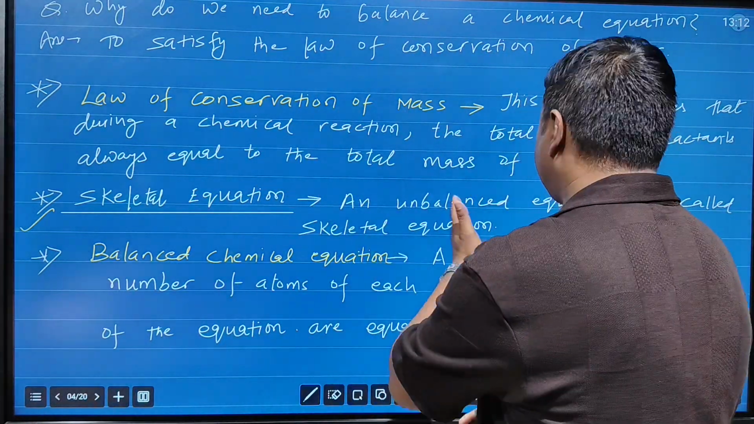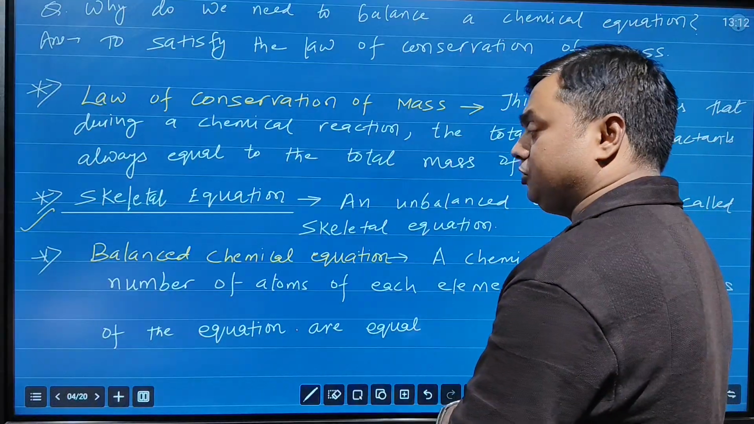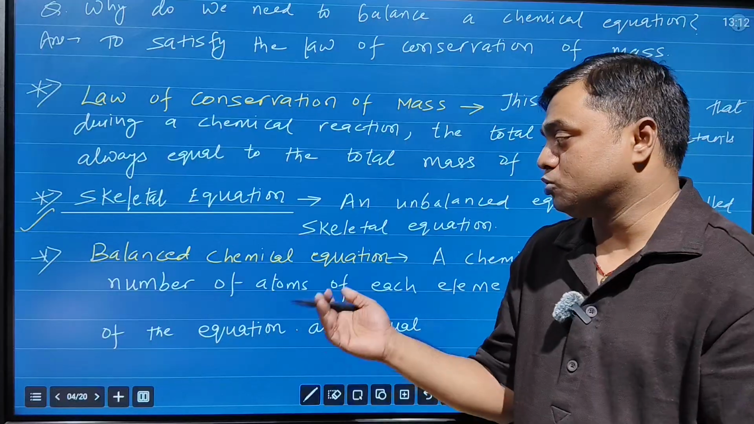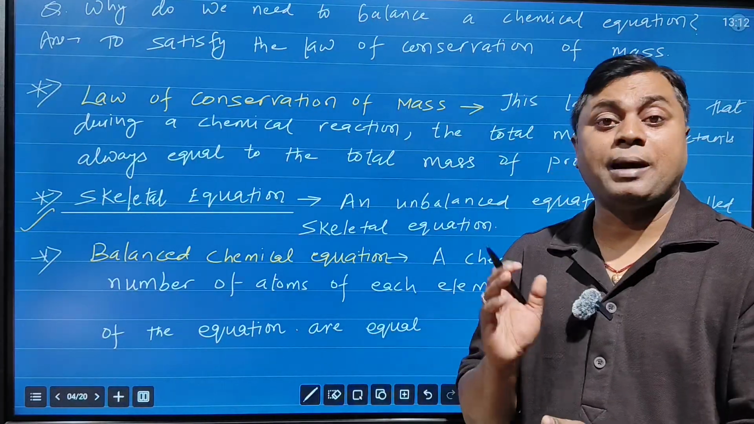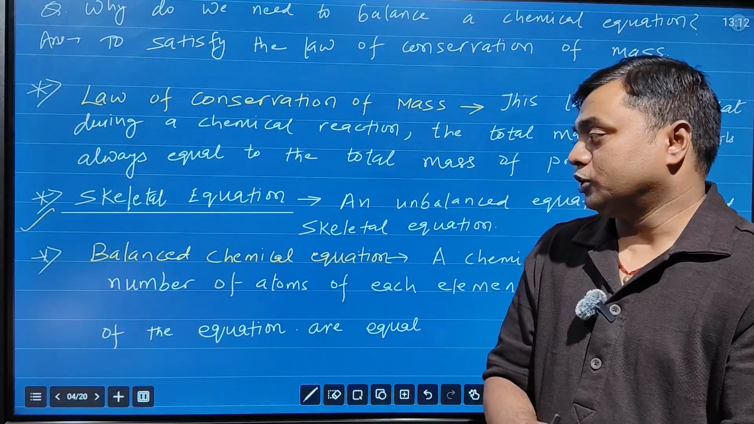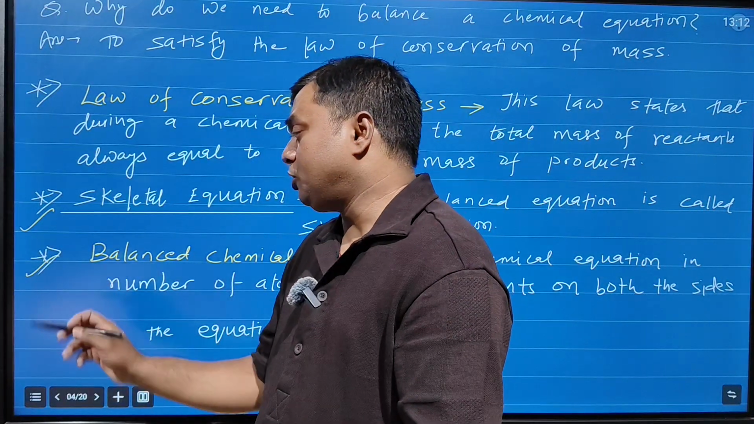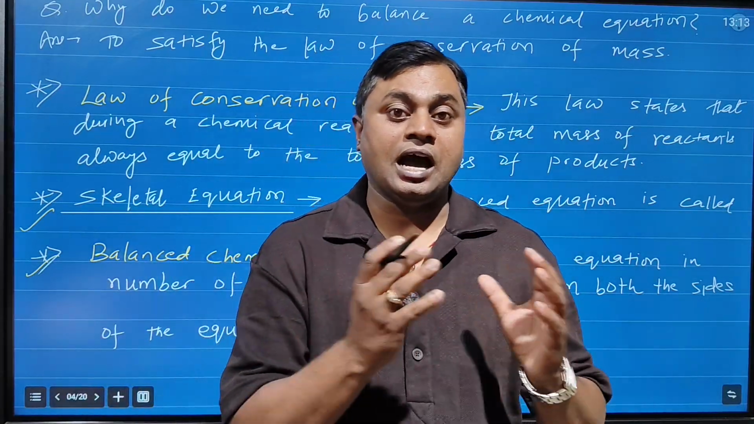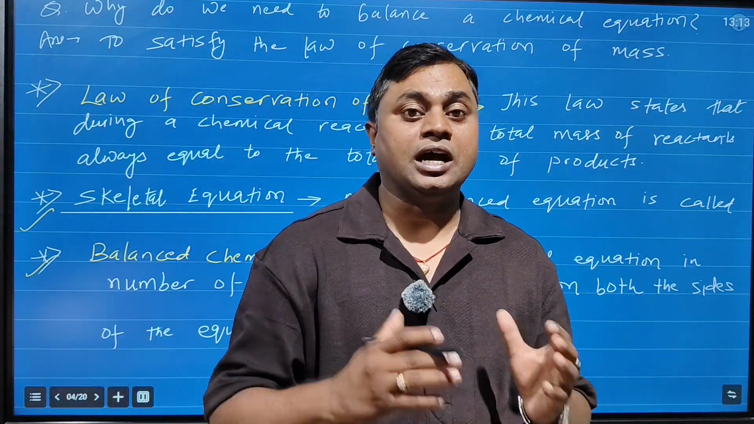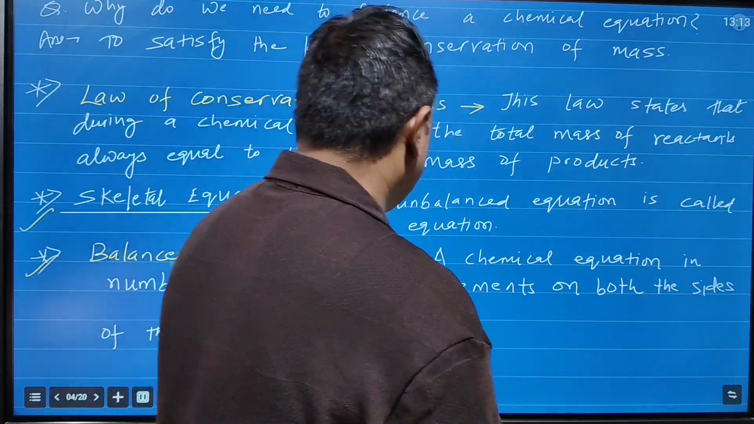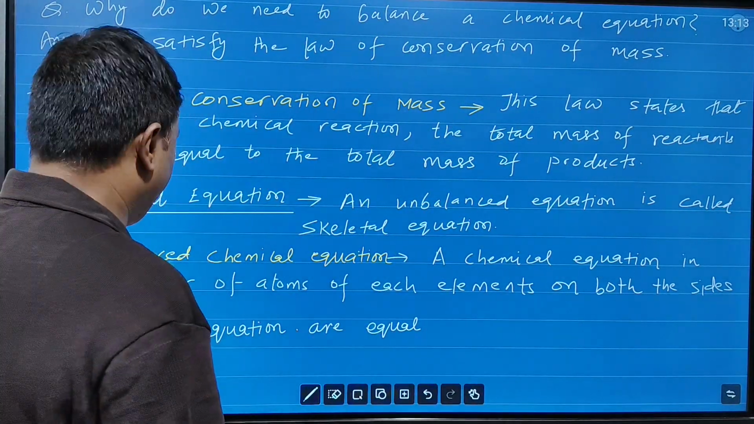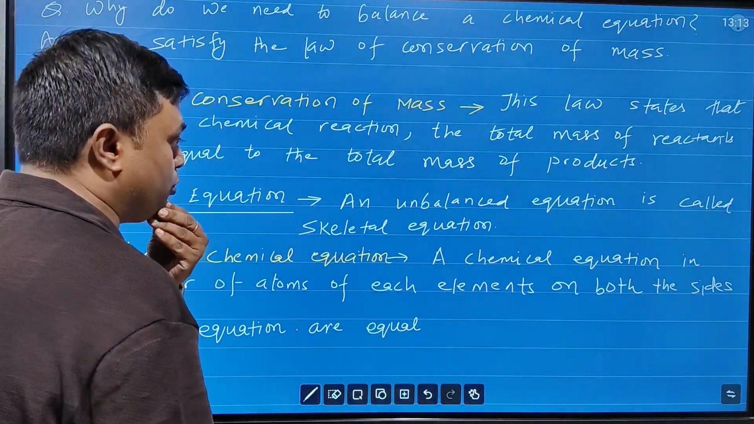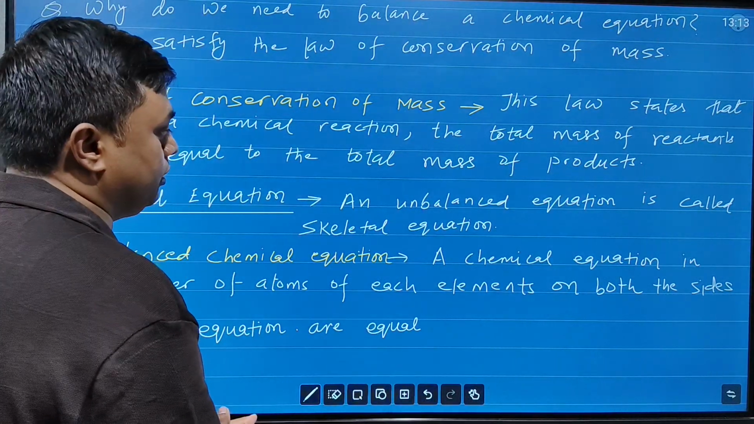Skeletal equation: an unbalanced equation is called what? A skeletal equation. Generally we write the balanced chemical reactions. Okay, in the exam also they will ask you to write the balanced chemical equations only. Okay, so what is a balanced chemical equation? When we talk about a balanced chemical equation, here the number of atoms on the LHS and RHS, that is reactant side and product side, are equal. You can see a balanced chemical equation is one in which the number of atoms of each element on both sides of the equation are equal.